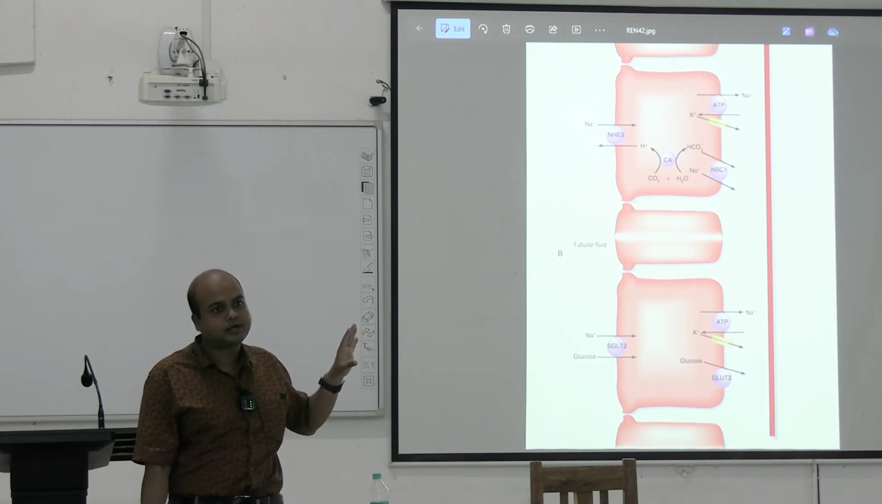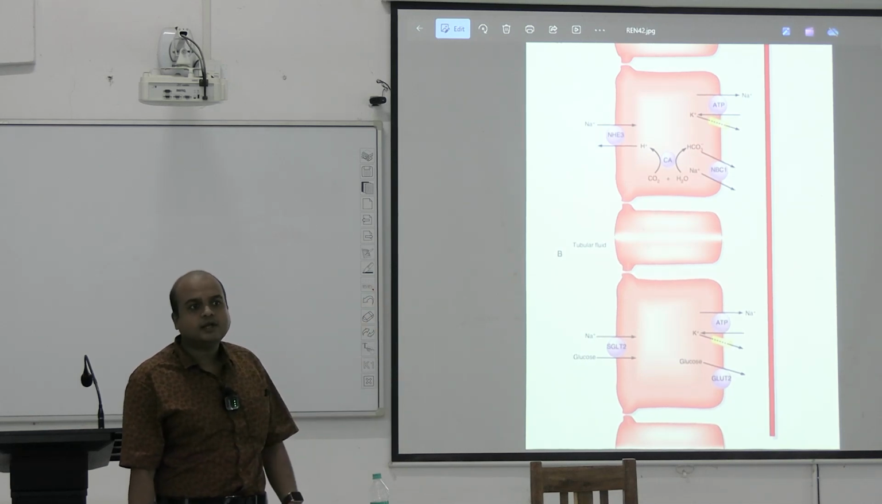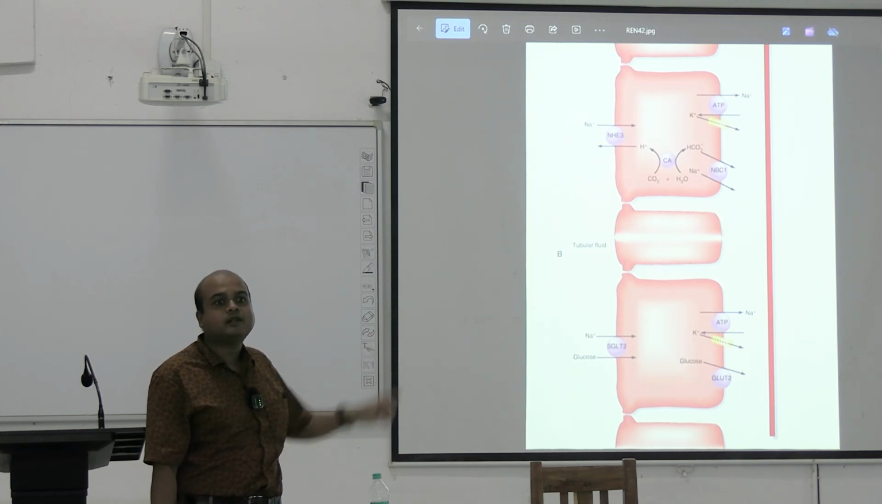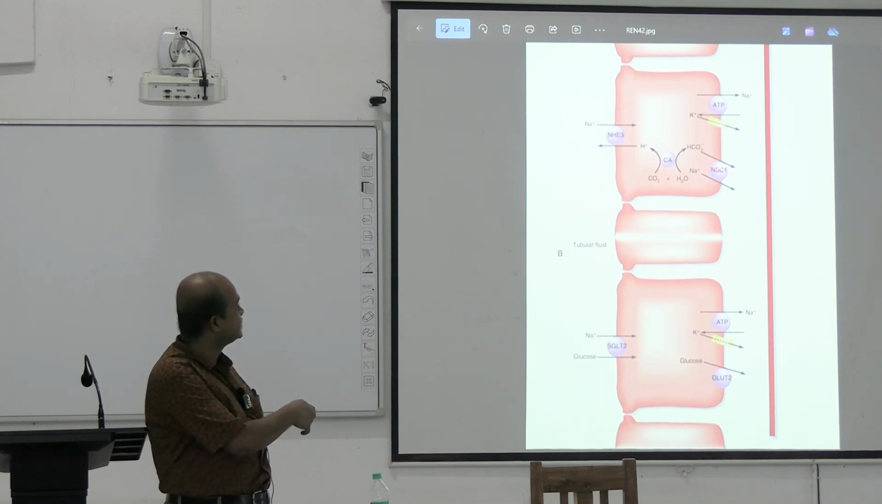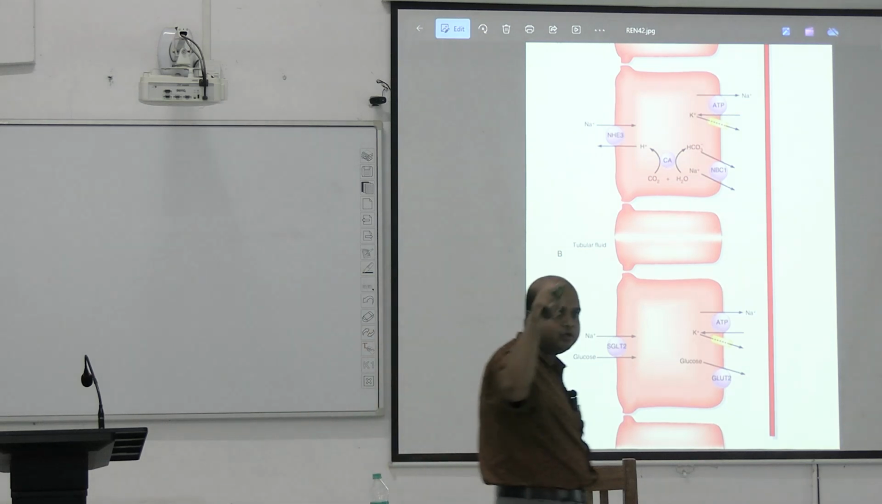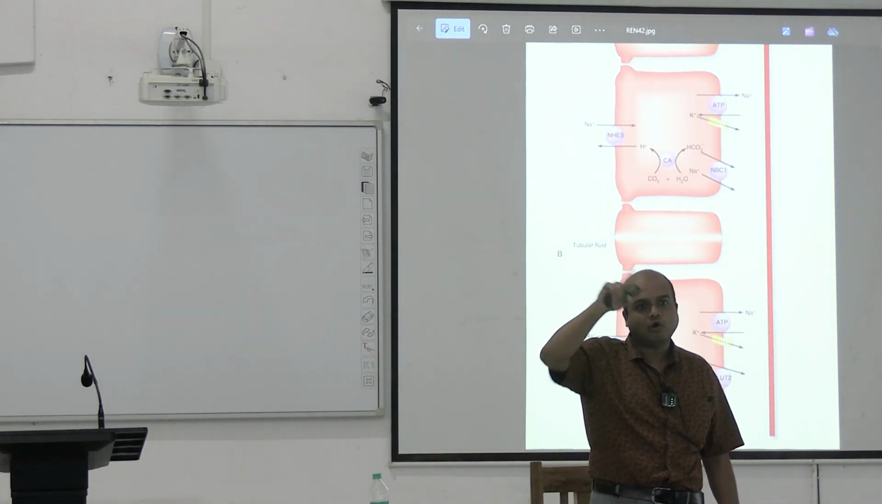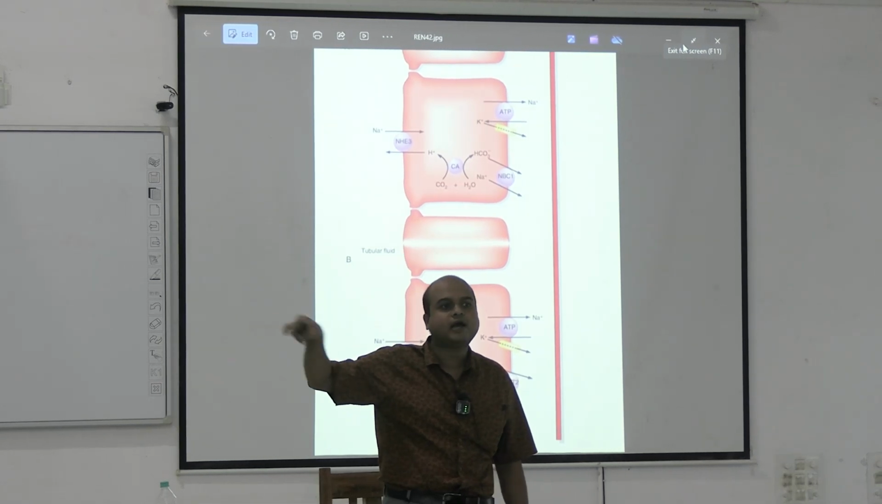Sodium and HCO3, that is bicarbonate, are going out together. Is that a symporter or an antiporter? Same direction or opposite direction, just look there. Same direction. The protein is NBC1. You don't have to remember the names. When you draw, you just draw the right symporter: sodium-bicarbonate symporter.